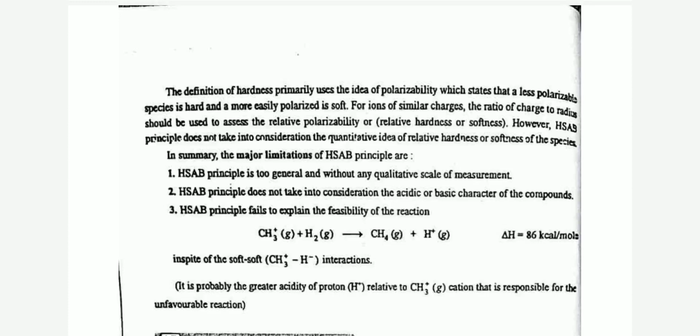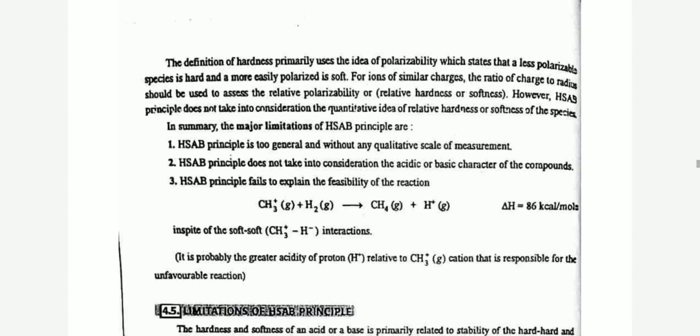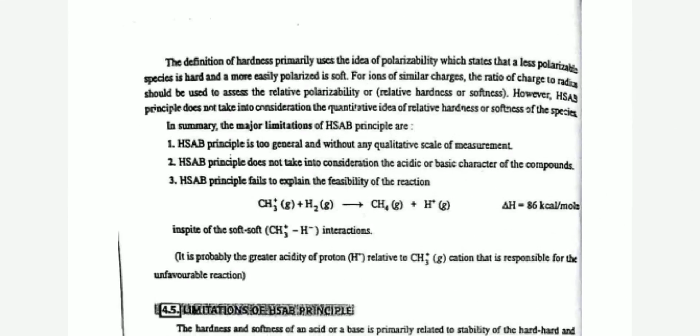of the species. In summary, the major limitations of the HSAB principle are: 1. The HSAB principle is too general and without any qualitative scale of measurement. 2. The HSAB principle does not take into consideration the acidic or basic character of the compounds. 3. The HSAB principle fails to explain the feasibility of the reaction.